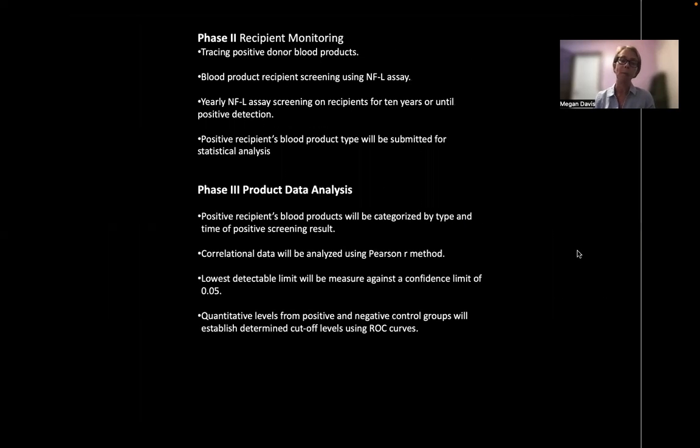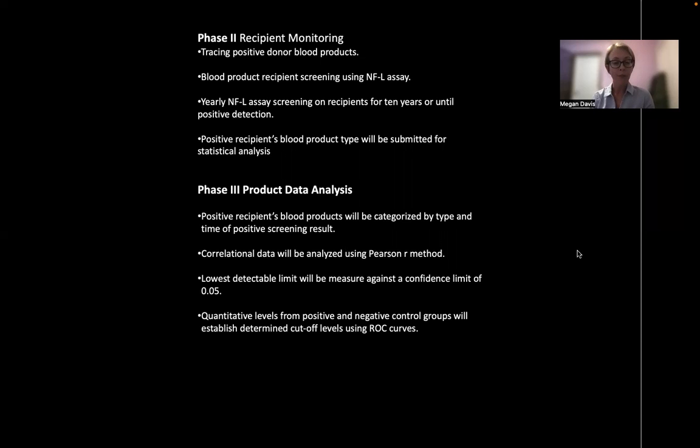Phase 2 is recipient monitoring. So once any positive blood donor products have been identified, the recipients of those products will be screened at initial using the neurofilament light chain EDTA, and then up to 10 years or until a positive detection. Any recipients that are positive, their blood product type will be submitted for statistical analysis along with the time it took for a positive ID.